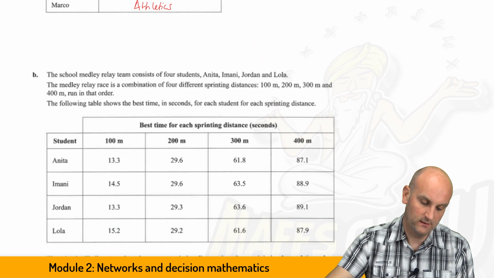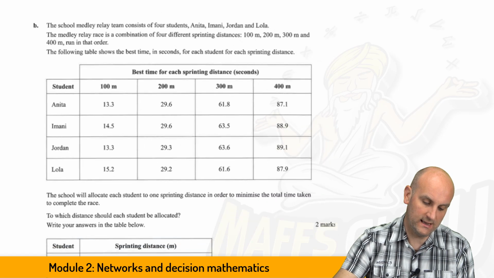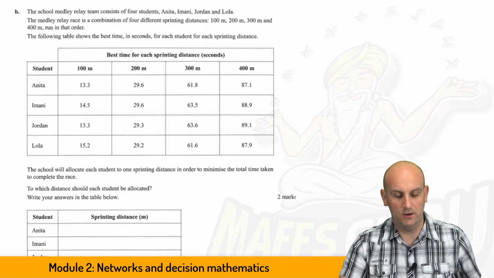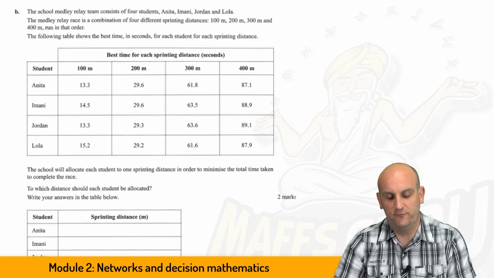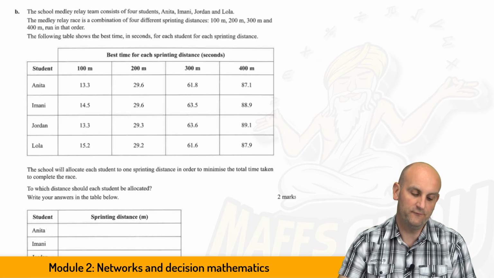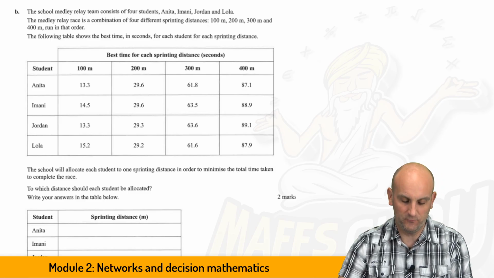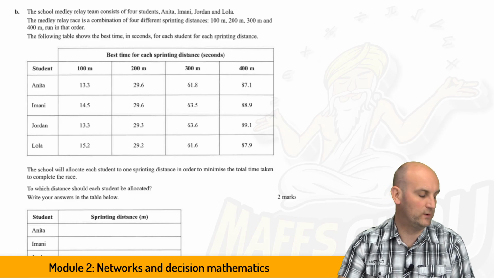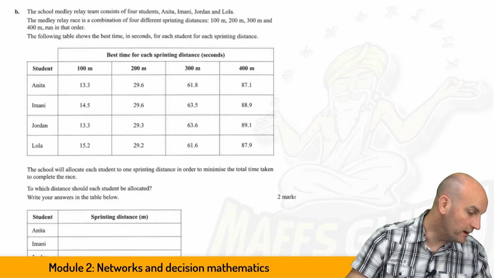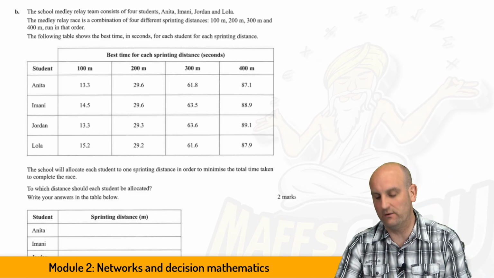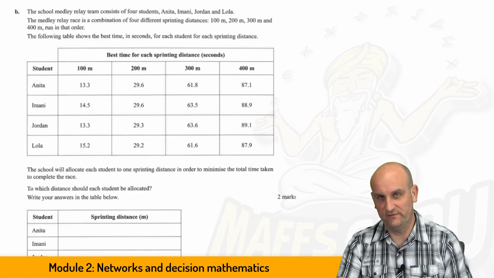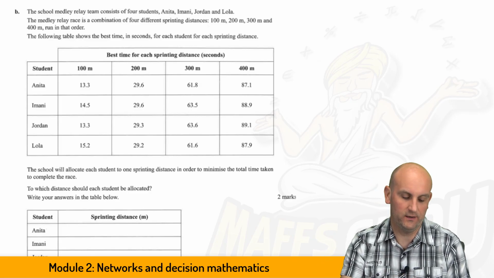Ooh, love that. The school medley relay team consists of 4 students: Anna, Imani, Jordan, and Lola. The medley relay race is a combination of 4 different sprinting distances: 100, 200, 300, and 400, run in that order. And the following table shows the best time in seconds. Right. To fill this in, we have to use, what did I call this? The Hungarian algorithm. And again, way too long for this video.